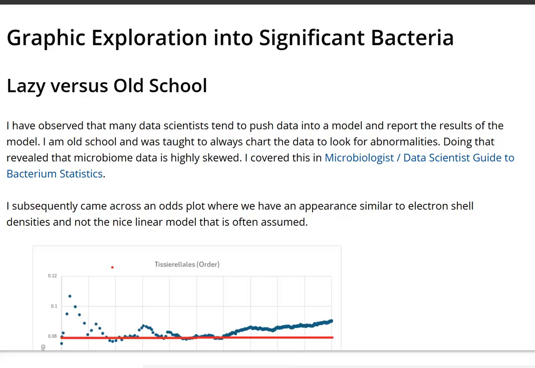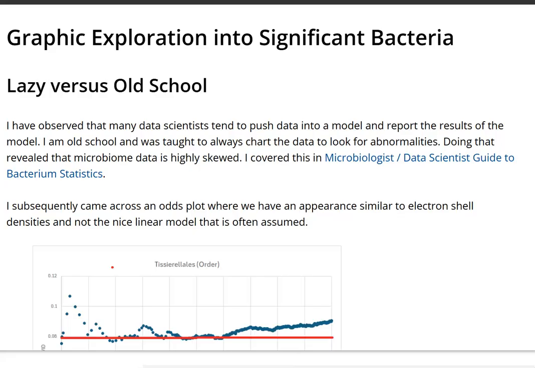Today's video is going to be very much a technical one for people who are data scientists or microbiologists. What I'm going to do is look at, I'm not sure if you call it naivety, stupidity, dumbness, or laziness. Basically, the problem I'm seeing is that many data scientists tend to push data into a data model, get the results, and report, and that's it. They never actually look graphically at the data.